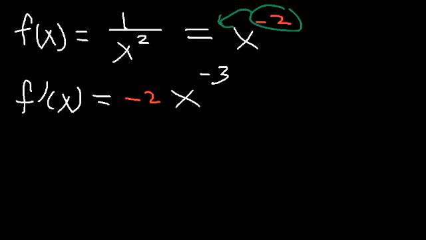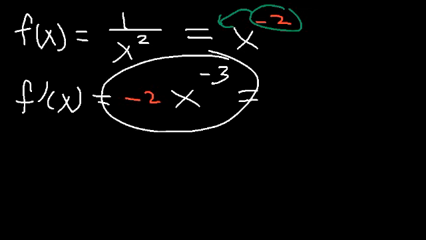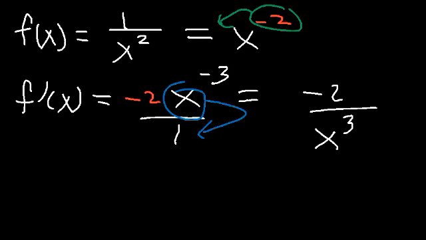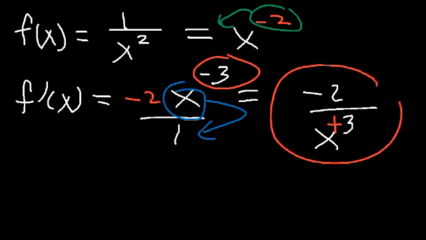Now once we have this answer, let's rewrite it. Sometimes you can leave your answer like this, but if your teacher wants you to simplify it, if they want you to get rid of the negative exponent, you can write your final answer like this. So when you move x back to the bottom, don't forget to change the negative 3 to a positive 3. So this is the final answer.